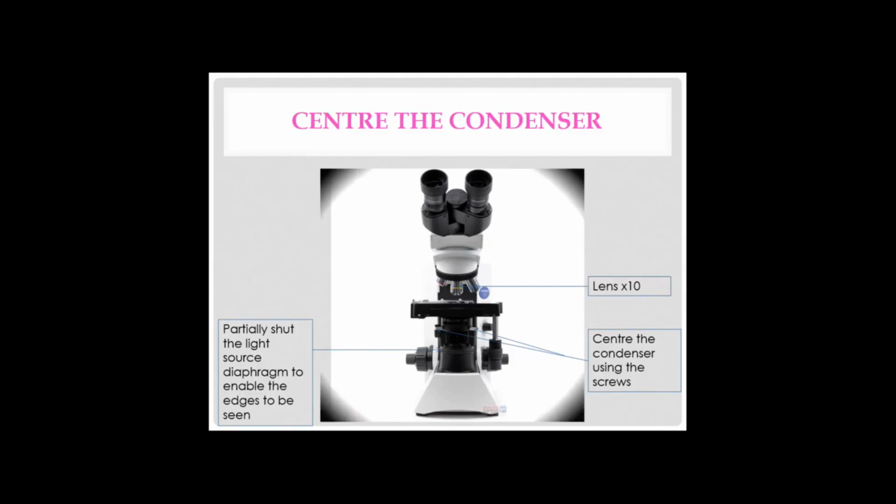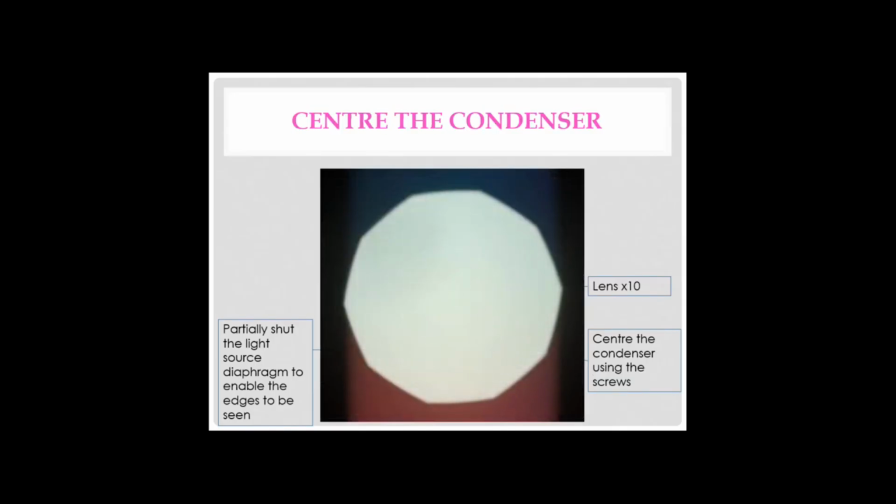This is what it looks like when you look into the microscope. Here, the condenser is centered properly. If it is out of line, you will see the light has moved to one side or the other, or up or down. You must recenter it to be able to see your slides clearly.